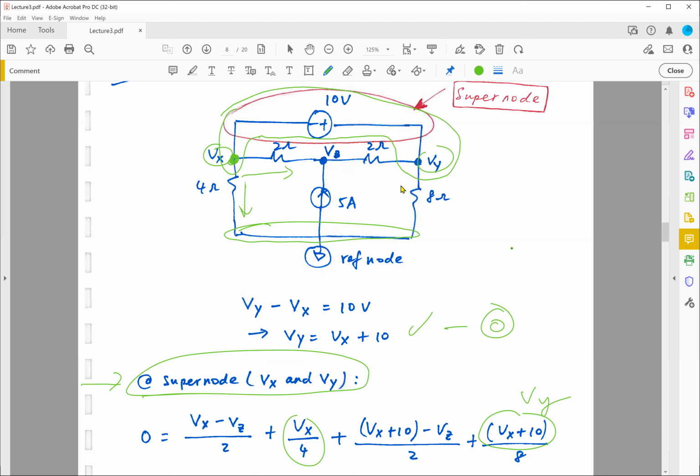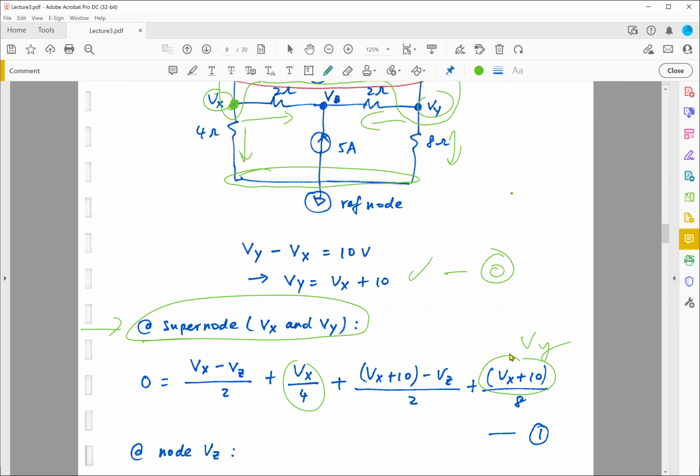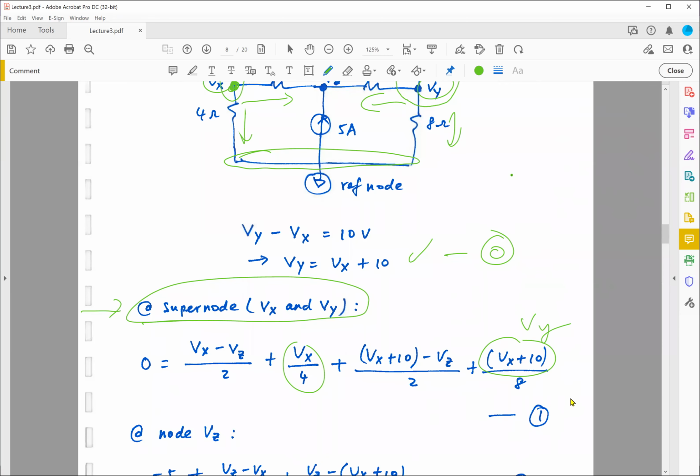Okay. Plus this current flowing to the left, Vy minus Vz divided by 2. And what is Vy? Vy is nothing but Vx plus 10. Vy minus Vz divided by 2. So now I can call this equation 1.